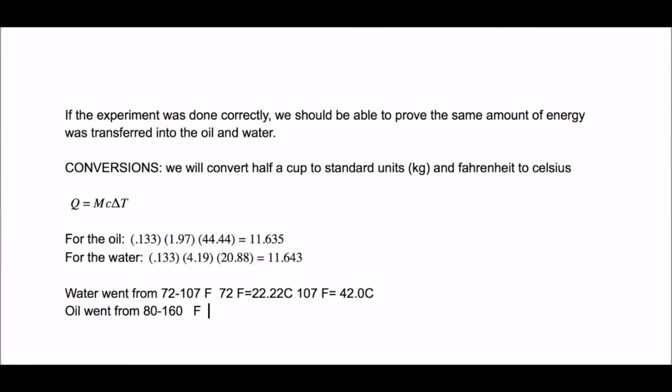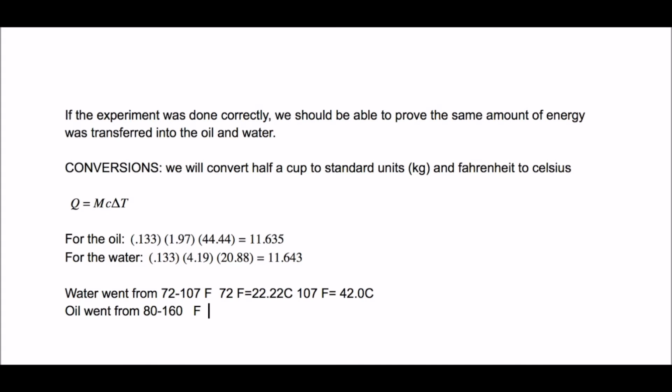Now we can begin evaluating the results using the Q equals mcΔT equation. However, before we can begin to do that, we need to make sure that all of our data is in the correct units. First, we need to convert half a cup to kilograms, which is the standard unit used in the equation. We determined that half a cup is equal to approximately 0.133 kilograms.